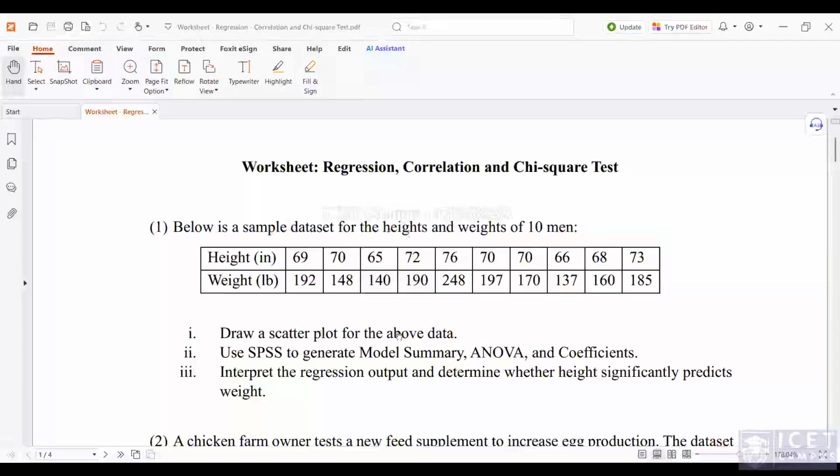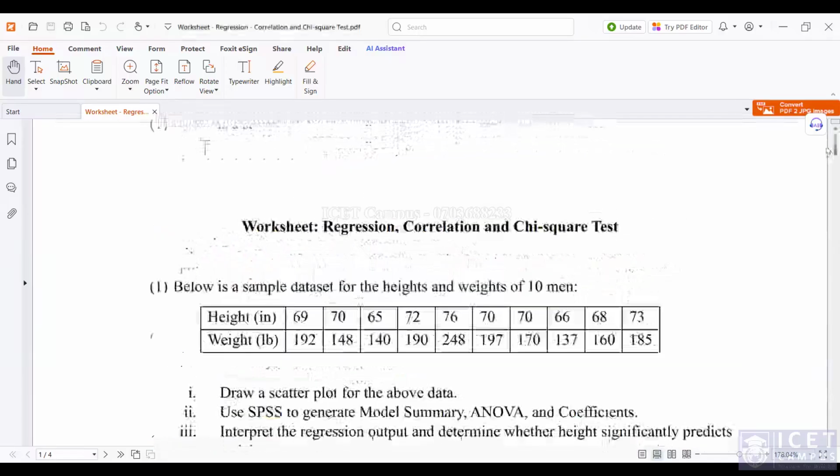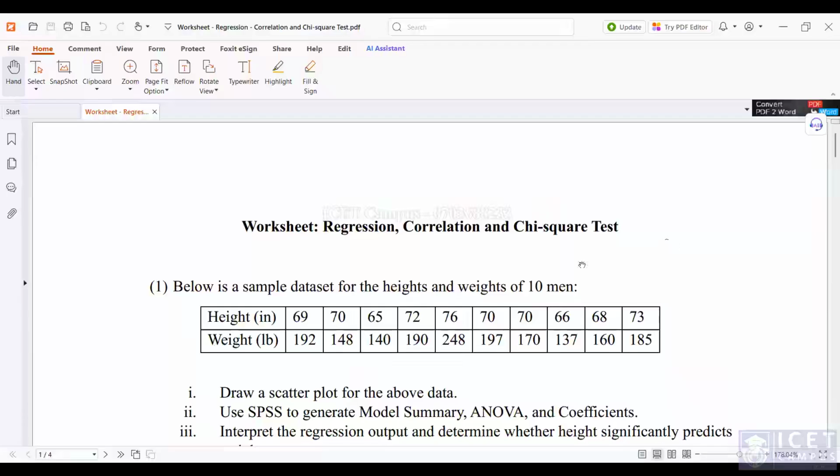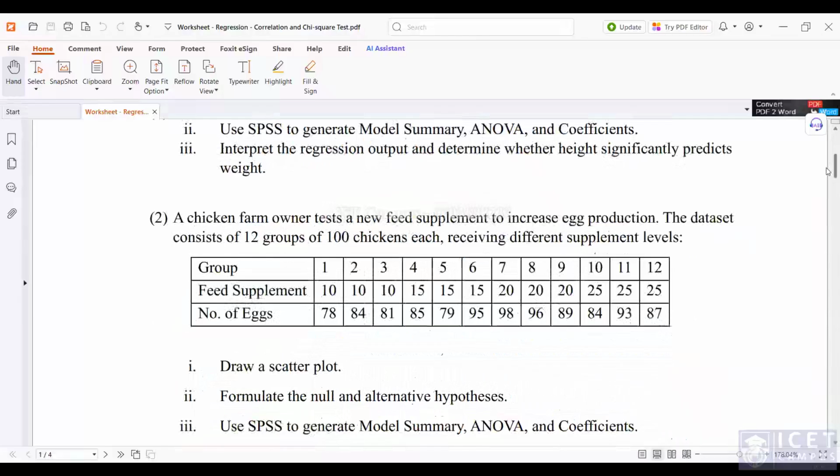Draw a scatter plot for the above data. You know how to draw the scatter plot. Use SPSS to generate the model summary, ANOVA, and coefficients. Interpret the regression output to determine whether height significantly predicts the weight. So that is the problem. In that case, we can go for ANOVA. If it predicts the weight, we can find it using that.